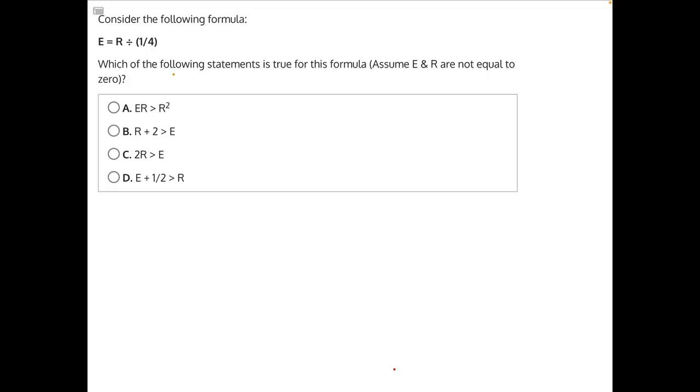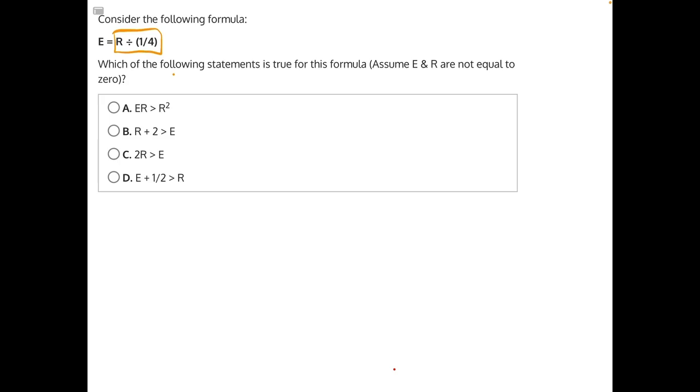So that means R divided by 1/4 is the exact value of E, and we can substitute that value in for every value of E that we see in our answer choices, and that will help us find the correct answer. Before we start doing that, however, let's simplify this.